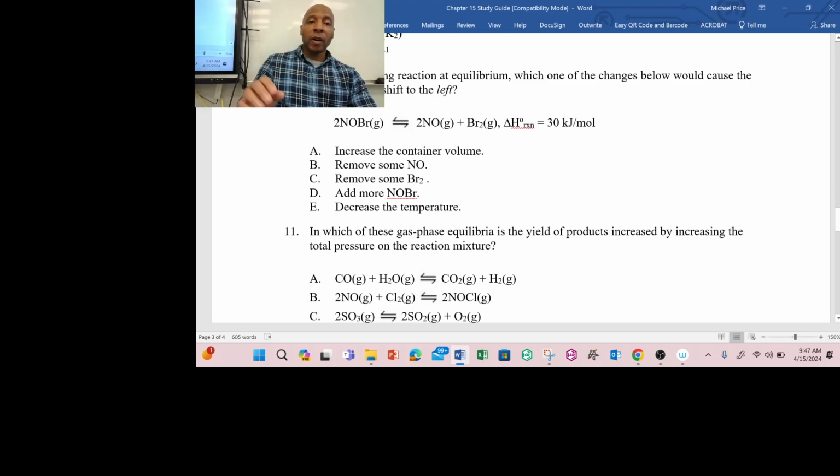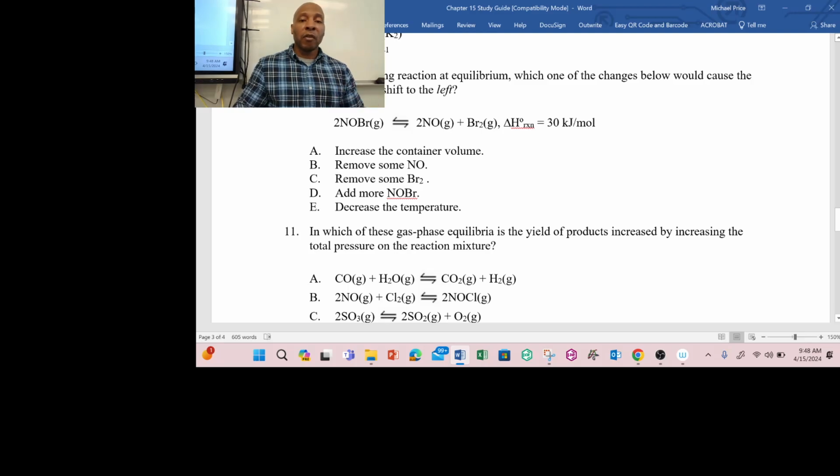So we're going to take these one at a time. Remember, we're trying to shift it to the left, so shift it towards reactants. If I increase the container volume, if you guys recall Boyle's law, volume and pressure are inversely proportional. So if I increase the volume, I'm decreasing the pressure, right? According to Le Chatelier's principle, it's going to try to counteract that change. If I decrease the pressure, my system is going to try to increase the pressure. The only way it's going to increase the pressure is if it shifts to the side where there are more moles of gases.